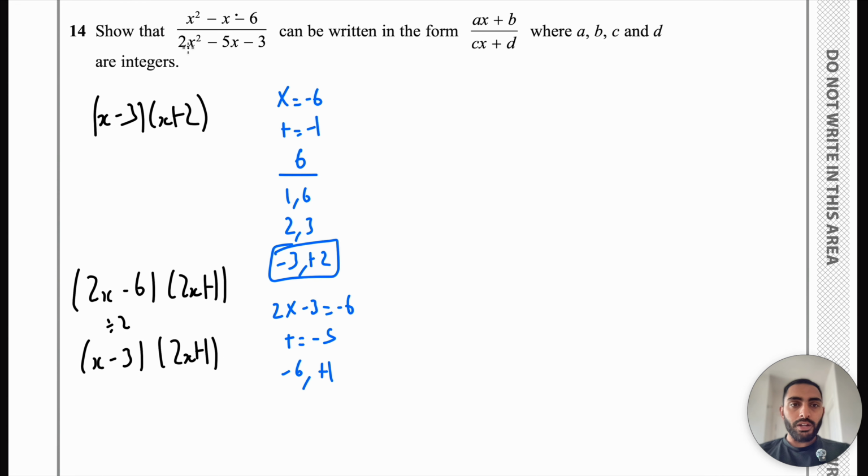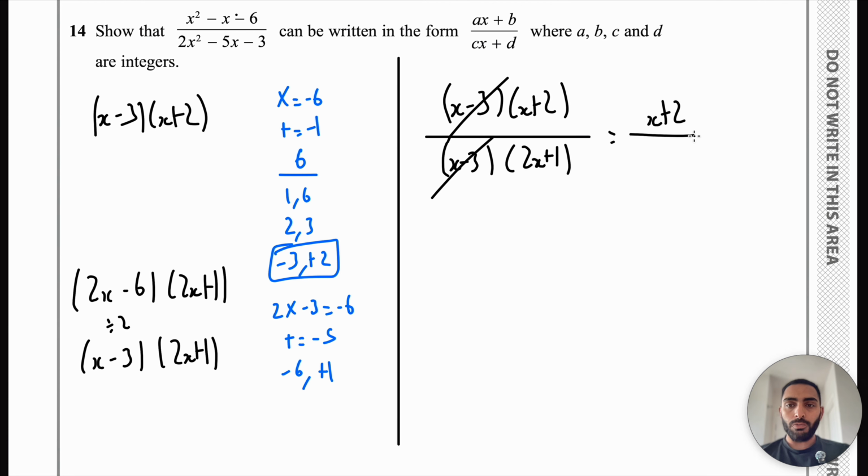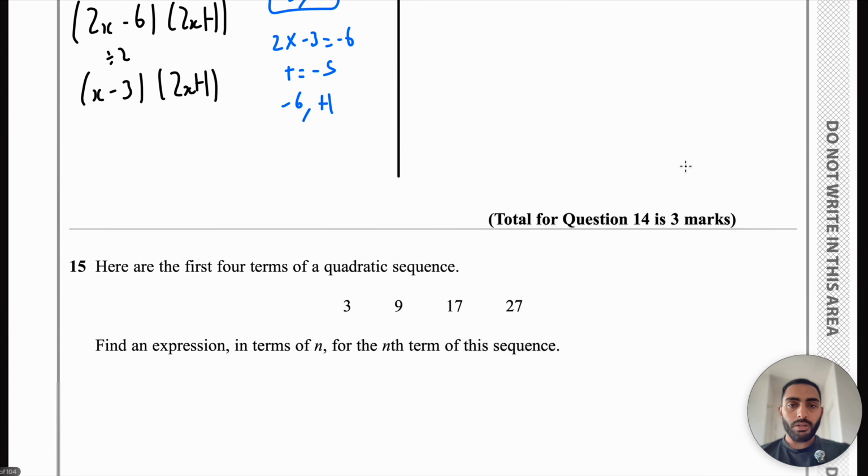So now that I've simplified both of my quadratics, we're going to simplify the fraction fully. So on the top, I have x minus 3 and x plus 2, from my numerator, I've factorized it. And on my bottom, my denominator, I've got x minus 3 and 2x plus 1. That's that one. I can see I've got common factors, so I can cancel those out. And I'm just left with this x plus 2 on the top over 2x plus 1.